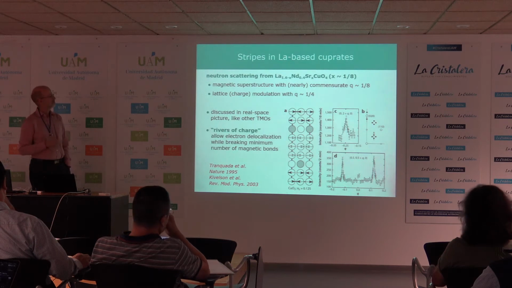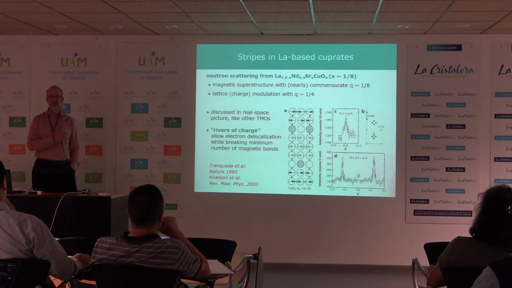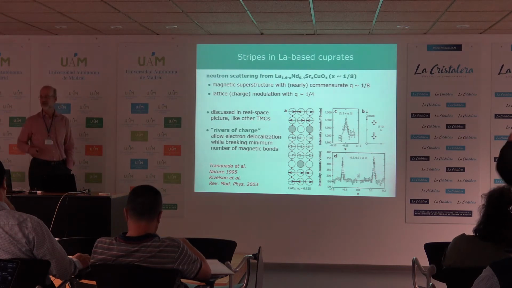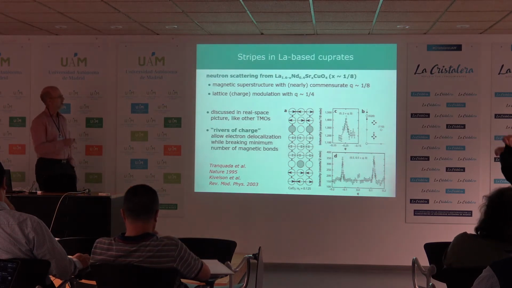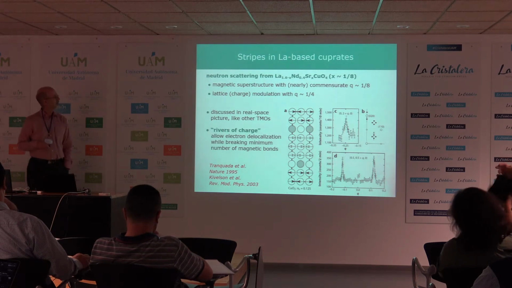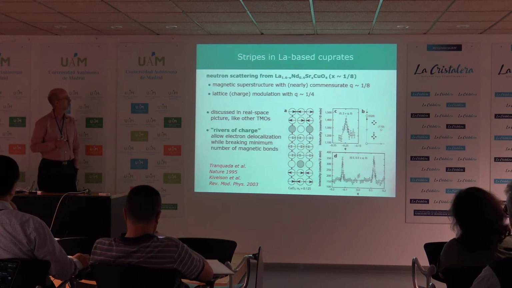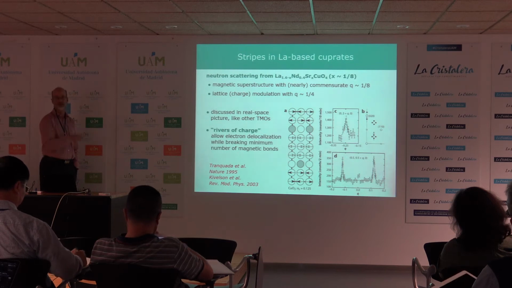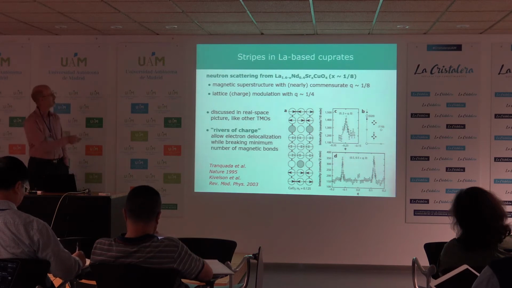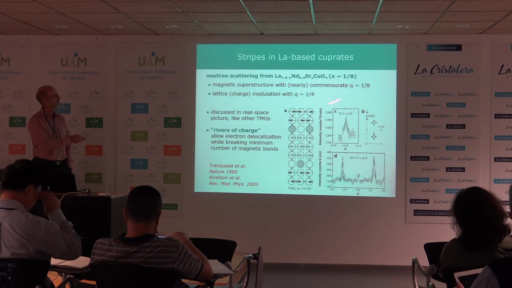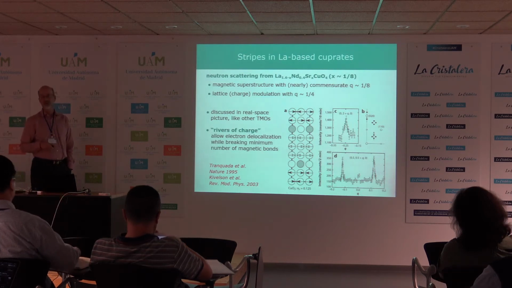Later, when people look more carefully, they actually realize that these are not truly commensurate; they're also slightly incommensurate. But at that time, 1995, when Tranquada found these peaks, he thought they were commensurate. And there's a charge modulation. Actually, he sees it in the neutron scan. He doesn't see the charge directly, but he sees the response of the lattice to this charge modulation with the 4 units of periodicity. Right?